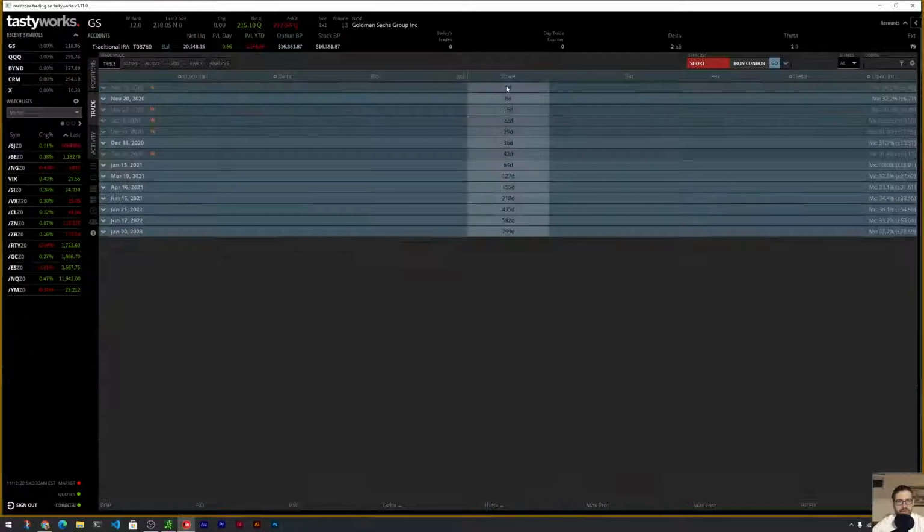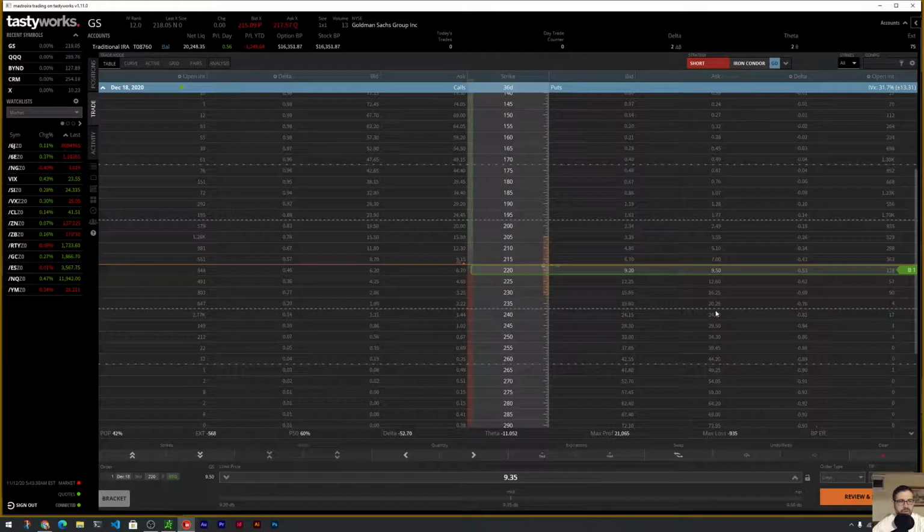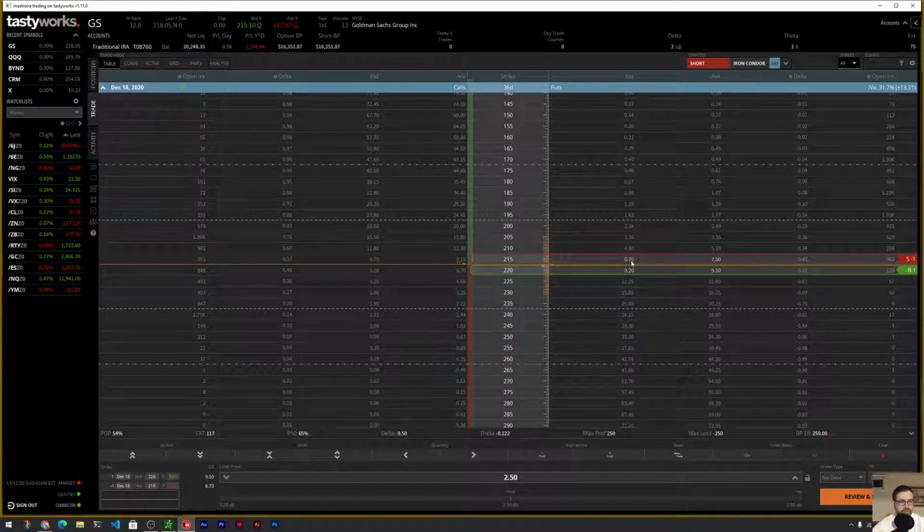So I feel like what's more interesting to me is this monthly one, this long 220, short 215 put vertical. Looking at a risk one to make one, better than 50% probability, 65% probability of us collecting 125 and running. This is more of my speed.